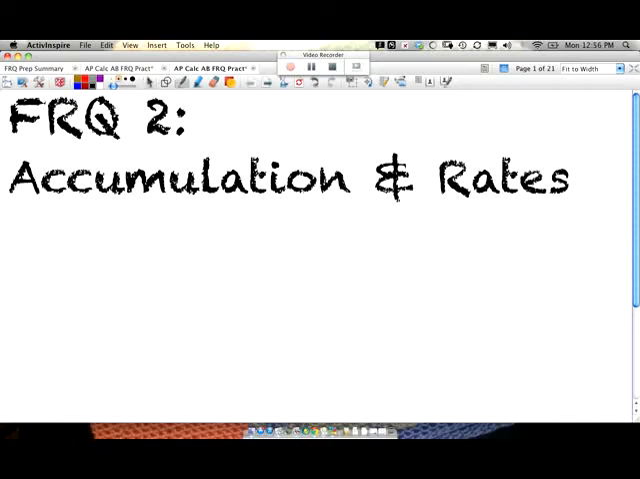Alright, calculus, so now we're going to be looking at FRQ trends. That's kind of what we're doing here. Trend number 2, which is the accumulation function and rates and how they're related to each other.